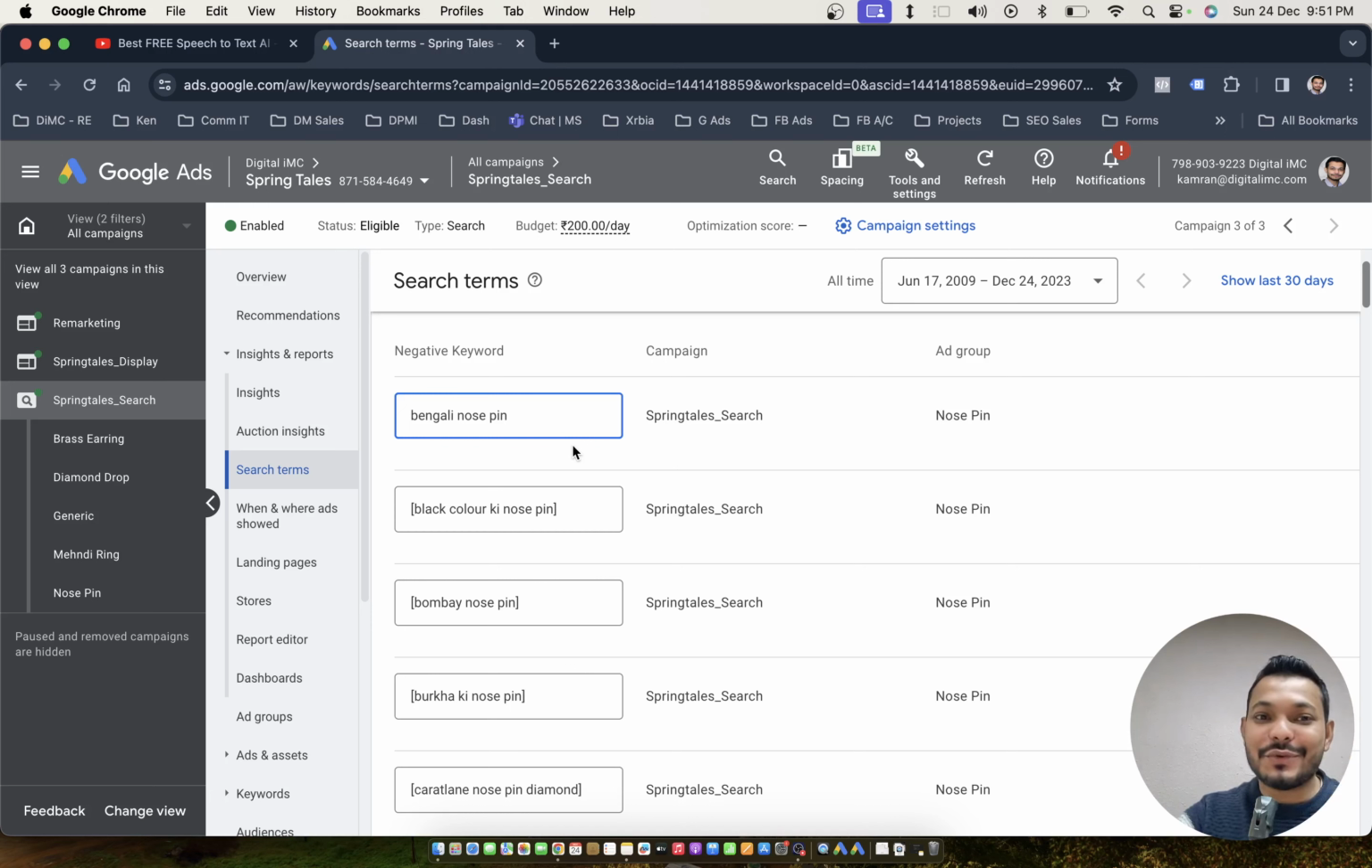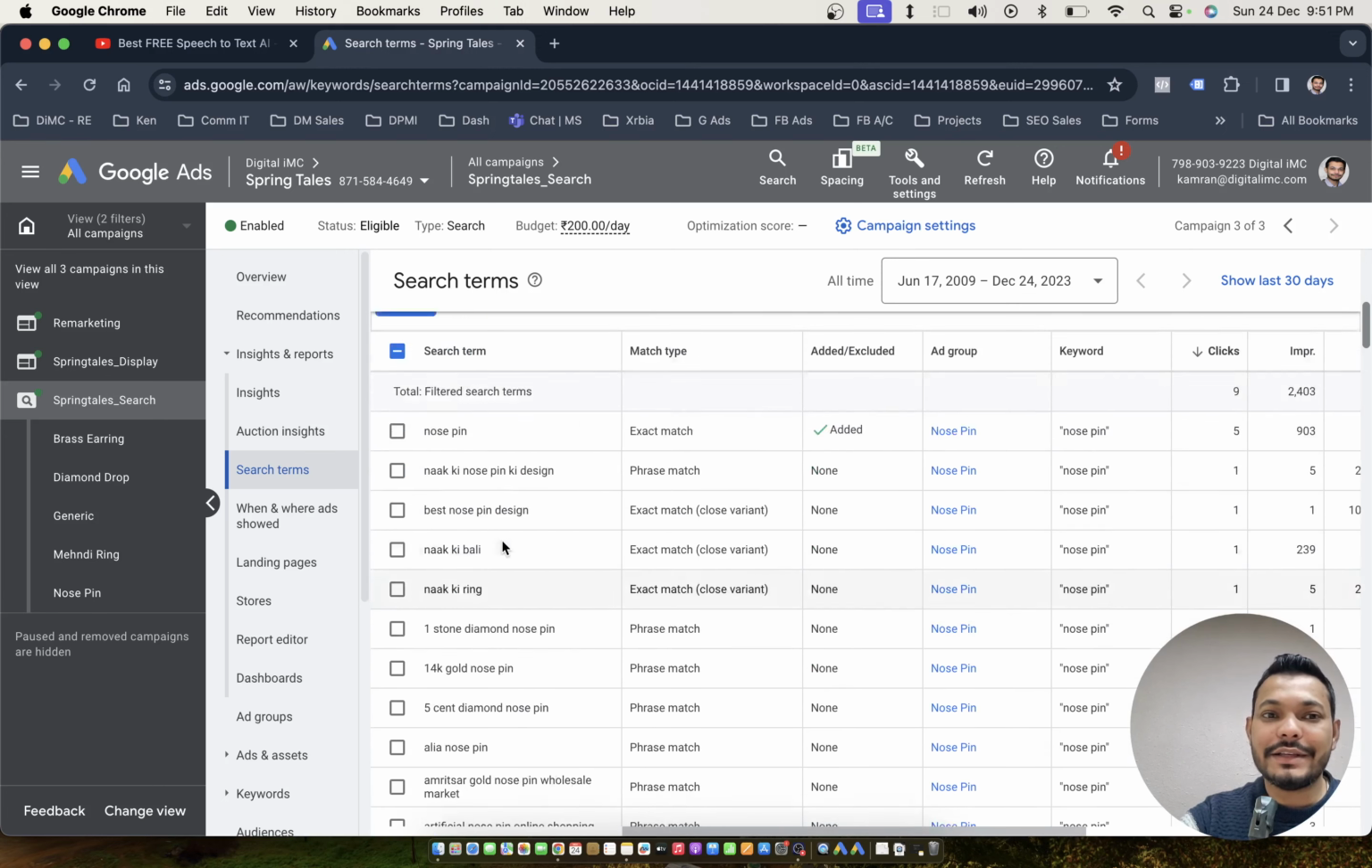I know it's a bit confusing talking about the broad negative. In that case, what you can do is simply add this word Bengali in negative. Quite simple. Having Bengali means anything which has Bengali is now going to block the ad. If someone types Bengali nose pin, Bengali earring, Bengali food, Bengali lunch, anything that contains Bengali is going to block your ad, right?